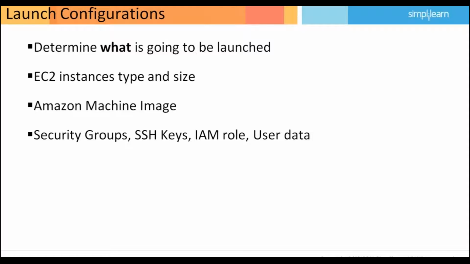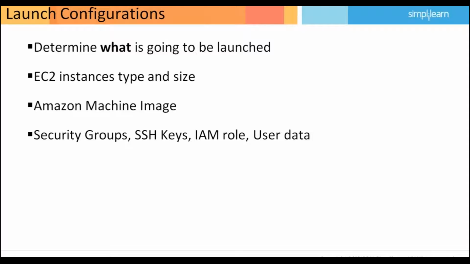So launch configuration, you would determine what is going to be launched. So as I said, launch configuration is a template that an auto-scaling group uses to launch EC2 instances. So when you create a launch configuration, you specify information of the instances such as the ID of the Amazon machine image, the instance type, the key pair, or the security groups, which is a firewall, and a device mapping. So if you have launched an EC2 instance before, you specify the same information in order to launch the instance.